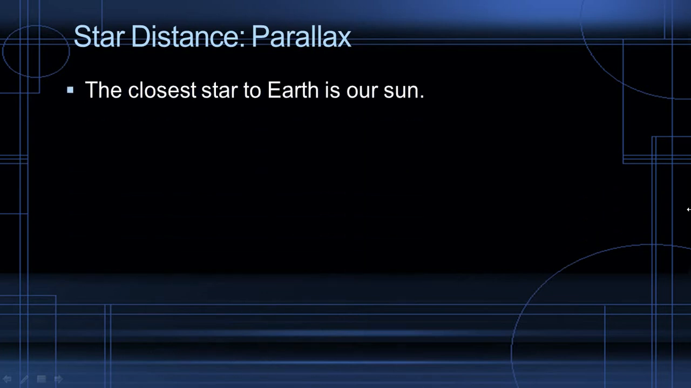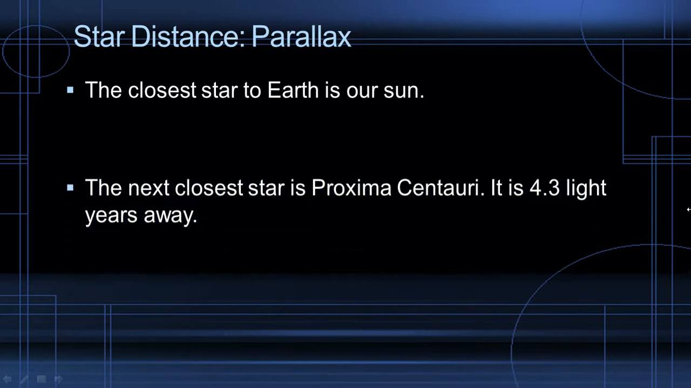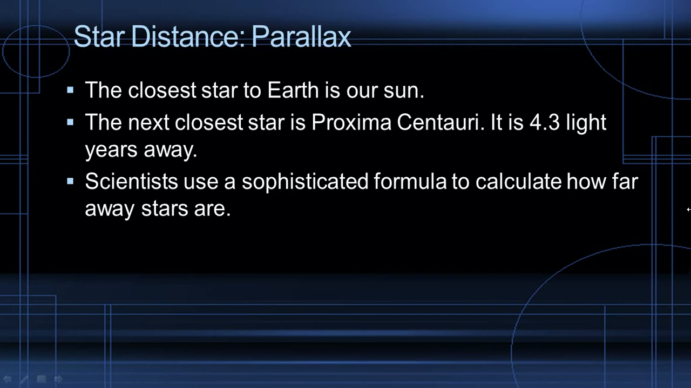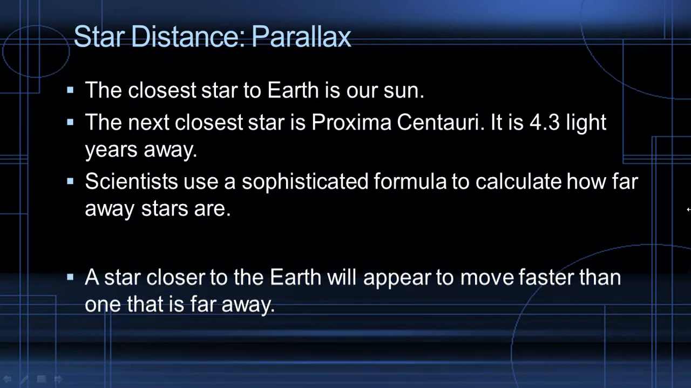The closest star to the Earth is obviously our sun. The next closest star is called Proxima Centauri, and we have calculated it to be 4.3 light years away. Light travels really fast, so it'll travel a certain amount of distance in 1 year, a way long distance. So 4.3 light years away is a way long distance away. Scientists use the parallax formula to calculate how far away they are.